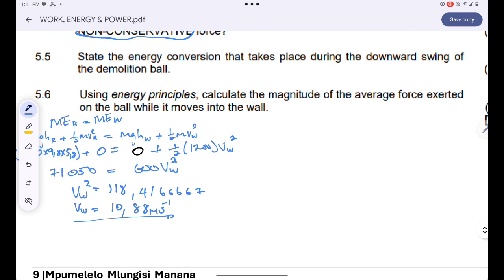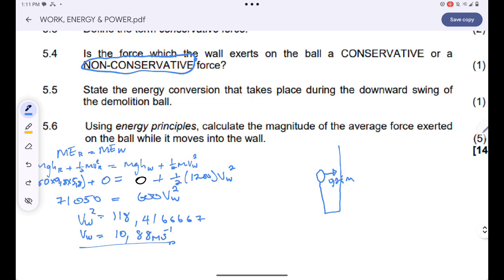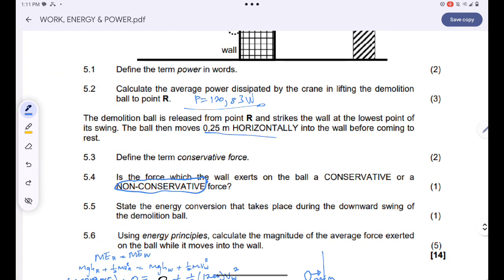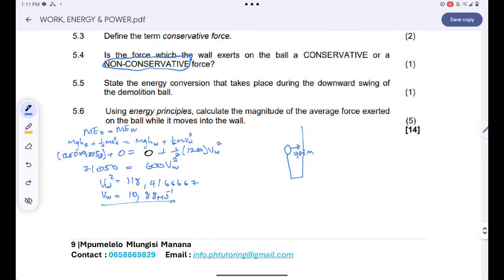After the crane, guys, hits the wall, this is the wall, and that's the crane hitting the wall. The crane will travel a distance of 0.25 meters horizontally, as was indicated. Are we together? It will travel a distance of 0.25 meters horizontally, and then it will come to a stop. Are we together? So now they want us to find the force.